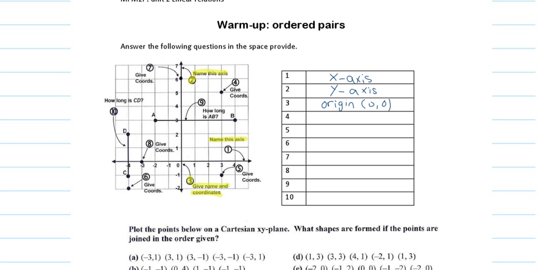For question number 4, it's asking you to give the coordinate for this point right here. So what's the value of x? Your x is 3. And 5 is y. Right? Because if I do this, that's 3, and the y value is 5.